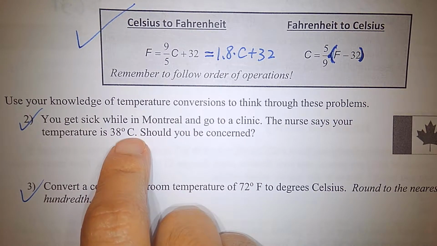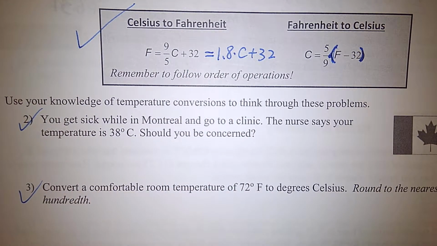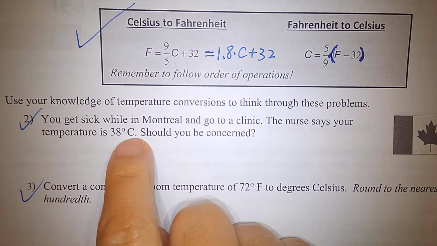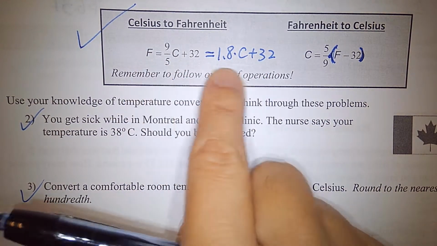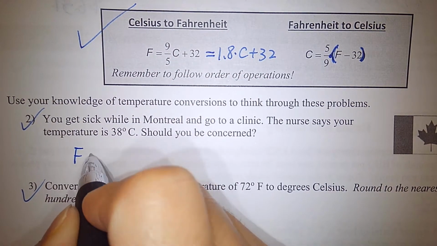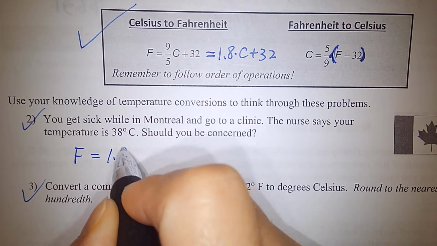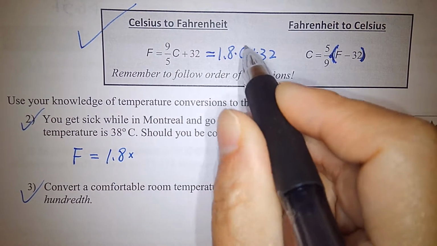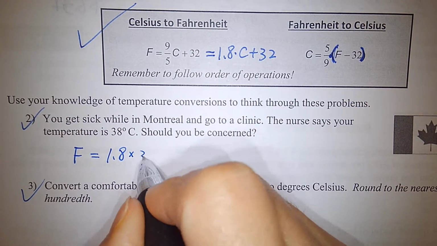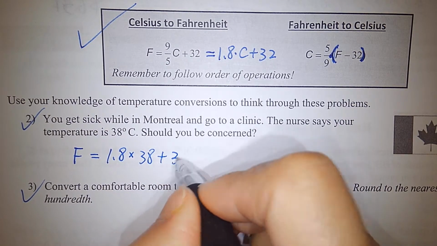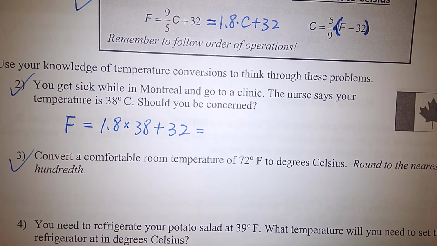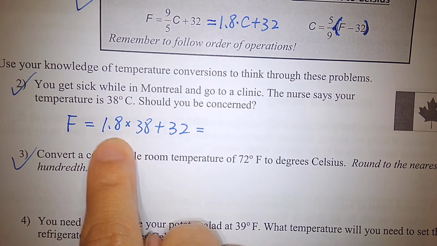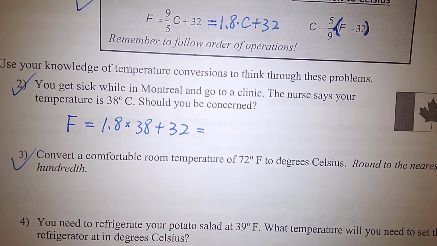So from C to F, which formula should we choose? Which one? We know C. We are going to use the first formula, right? So F is going to equal 1.8 times what? What is the given degree C? 38 plus 32. Order of operations, do the multiplication and then addition.